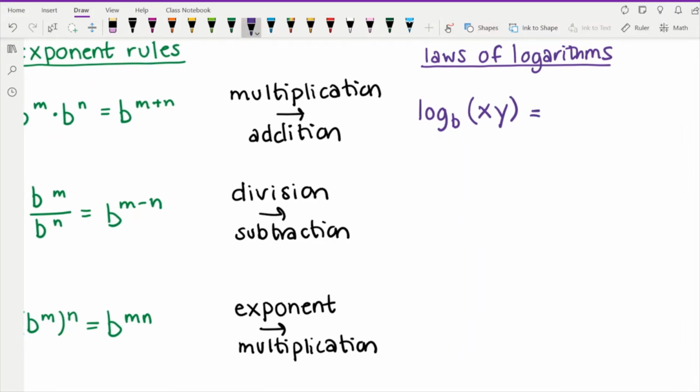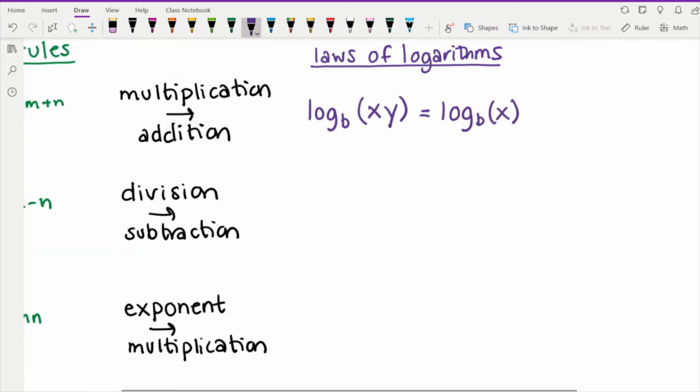So you can split this logarithm up and notice that there's multiplication happening inside the logarithm. So based on what we see here, we should expect that somehow addition is going to emerge from this, and it does. If you have a logarithm of a product, a multiplication of two numbers, you can split that up as a logarithm of the first number plus a logarithm of the second number, where we're keeping the base the same.